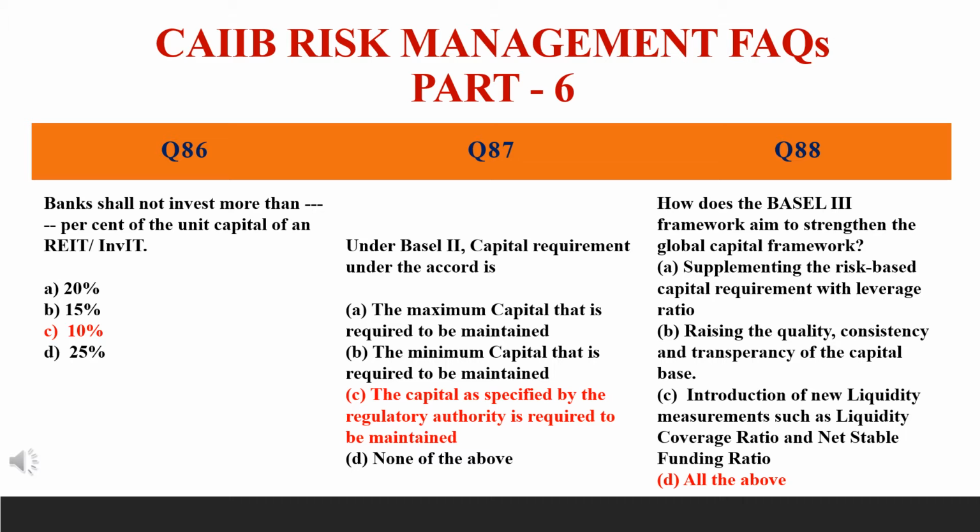D option. Why? Because the key implementation of Basel III includes the following: stricter guidelines for qualifying as Tier 1 capital; second, the introduction of leverage ratio; third, the liquidity coverage ratio and net stable funding ratio; and fourth, CCB, that is nothing but capital conservation buffer, introduction of capital conservation buffer requirements and countercyclical capital buffer, CCCB.